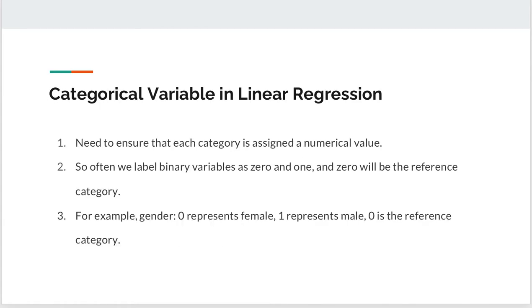Previously, we saw the example of how to use the continuous variable in linear regression, and the categorical variable can be used in linear regression as well. When we want to use a categorical variable, we need to ensure that each category is assigned a numerical value. So often we label binary variables as 0 and 1, and the 0 will be the reference category. For example, for gender, 0 represents female and 1 represents male. 0 is the reference category.